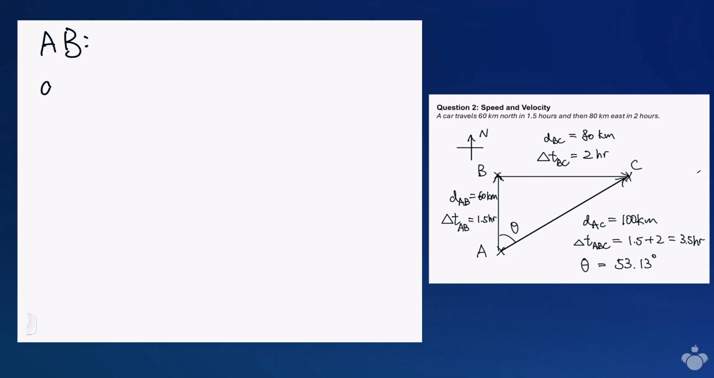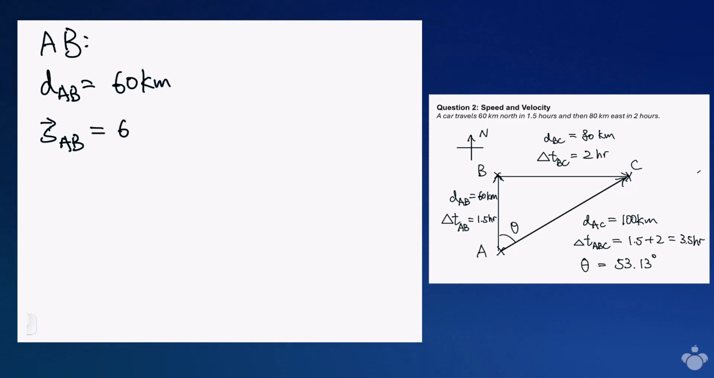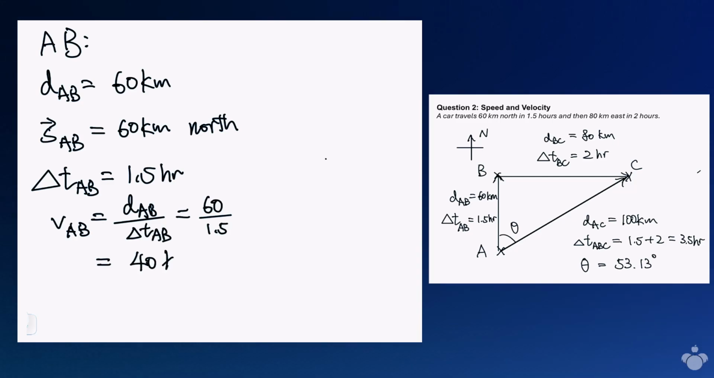First, let's focus on the journey from point A to point B. The distance AB is 60 kilometers, and since the car is moving directly north, the displacement AB is also 60 kilometers north. The time taken for segment AB is 1.5 hours. The average speed AB is calculated as distance AB divided by delta T AB, which is 60 over 1.5, giving us 40 kilometers per hour.